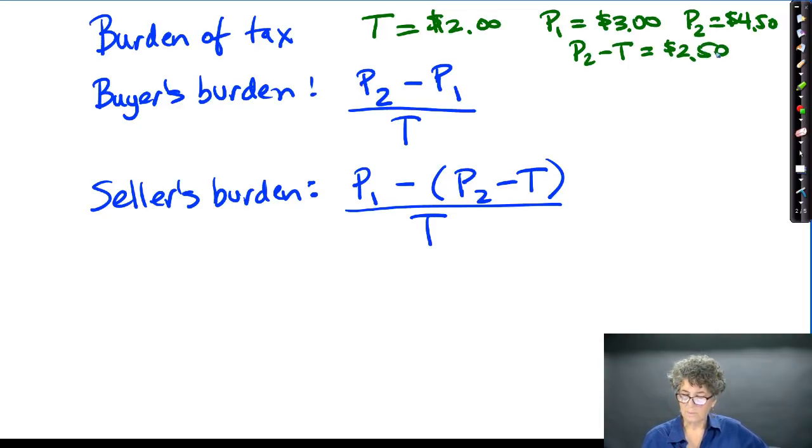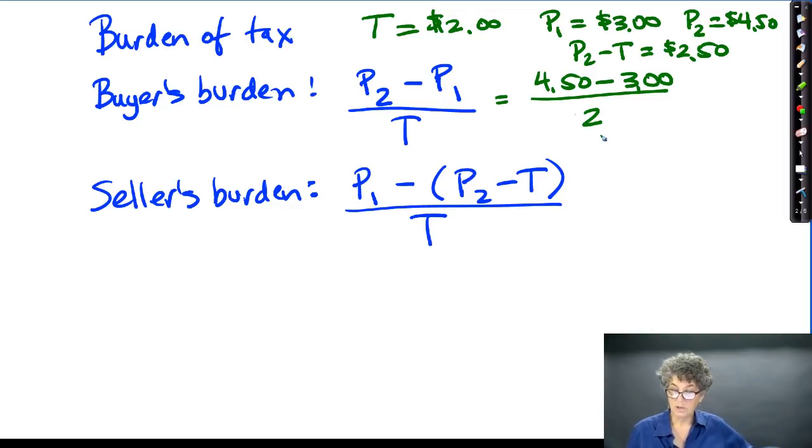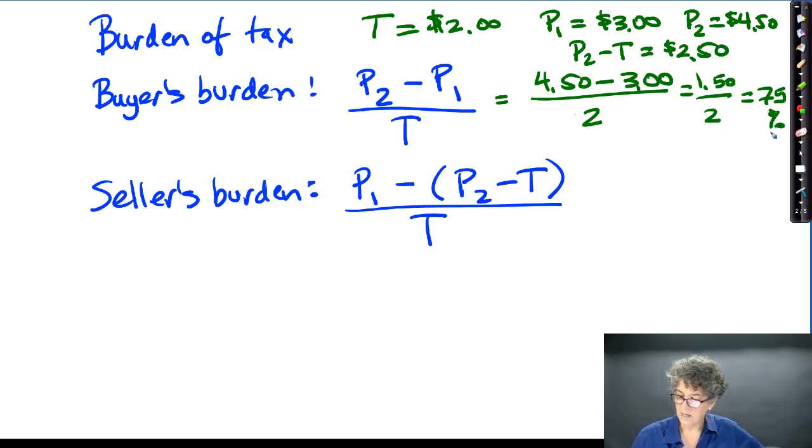So what do we have? The buyer's burden. The buyer finds that the price has gone up to $4.50 from its original price of $3. And we're going to express that as a percentage of the tax, which is $2. So we've got $1.50 in the numerator, 2 in the denominator, or the buyer is bearing 75% of the burden of the tax.